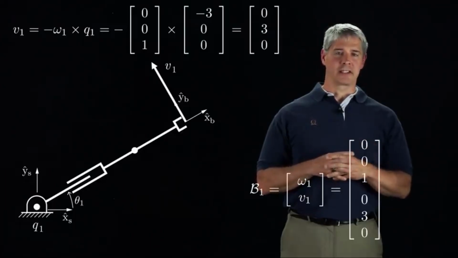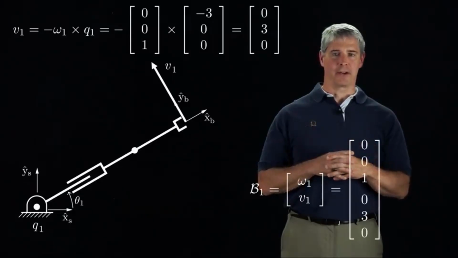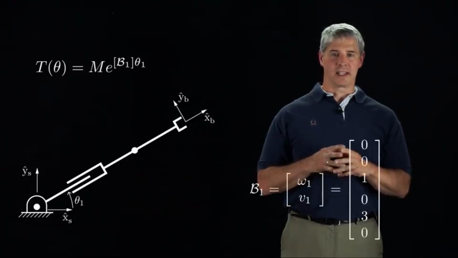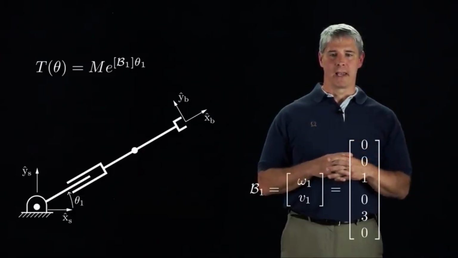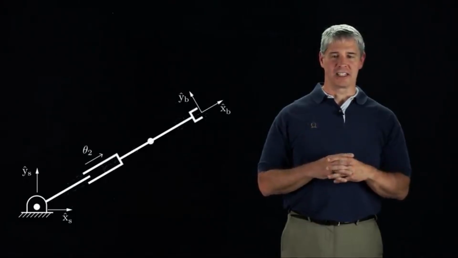Now that we have the screw axis B1, we can calculate the B frame configuration T of theta. We simply apply the body frame transformation corresponding to motion along the B1 screw axis by an angle theta 1. This transformation is e to the bracket B1 times theta 1. Since it is a body frame transformation, it post-multiplies M. Now suppose we change joint 2, extending it by theta 2 units of distance.